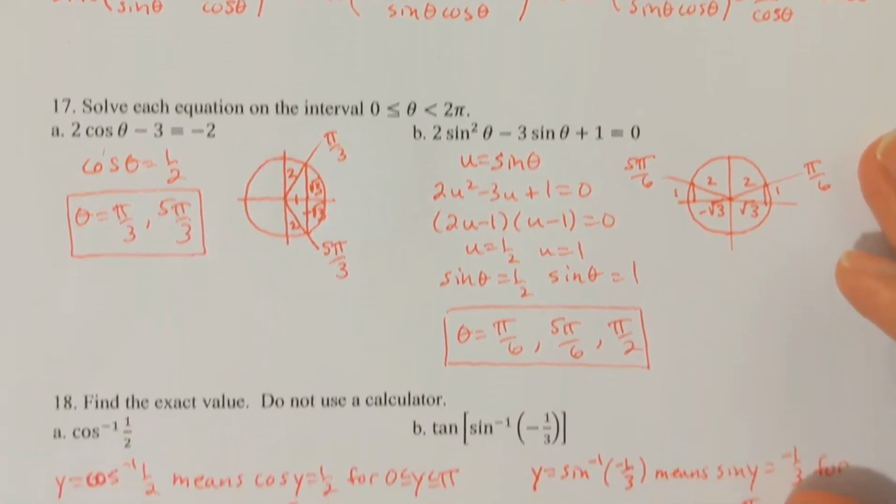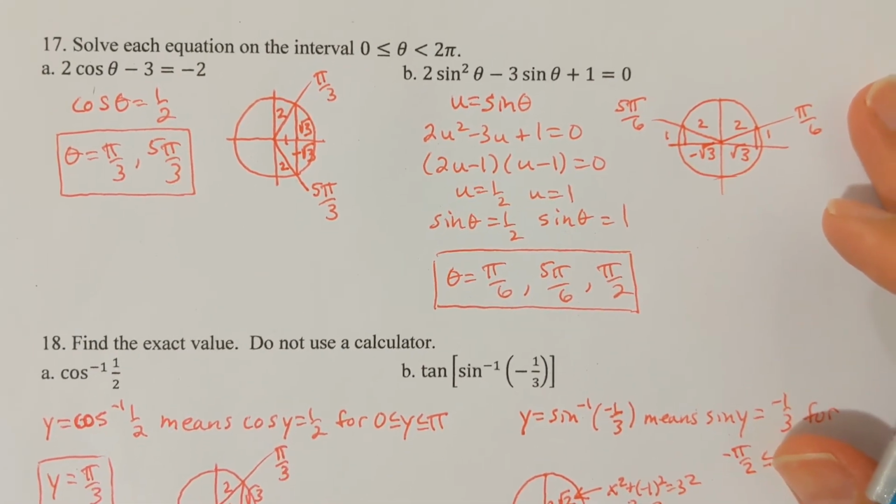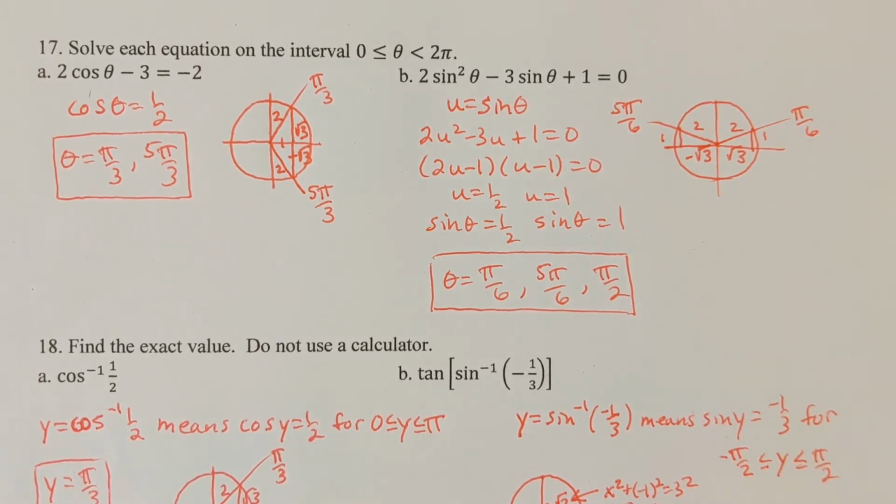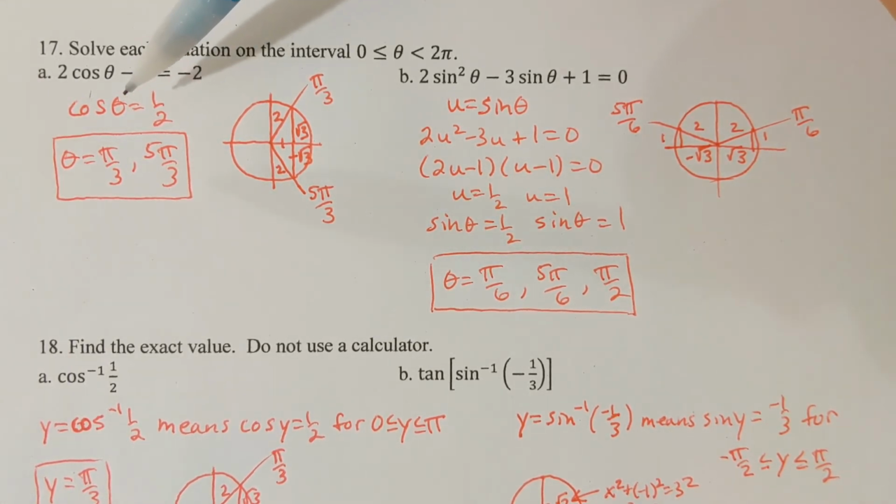All right, let's take a look at problem 17. Solving trig equations is big. I've got 2 trig equations that we're going to be solving. Part A, let's solve 2 cosine theta minus 3 equals negative 2. Well, if you add 3 and then divide by 2, you're going to have cosine theta equal 1/2.